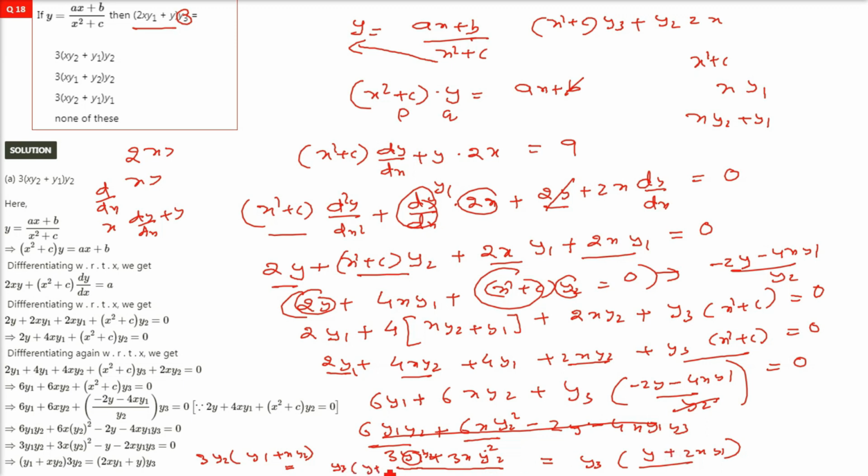So 2xy1 plus y into y3 is essentially equal to option A, which is y1 plus xy2 into 3y2, and that is going to be your answer. That is what you are going to tick or choose in these multiple choice questions, right?